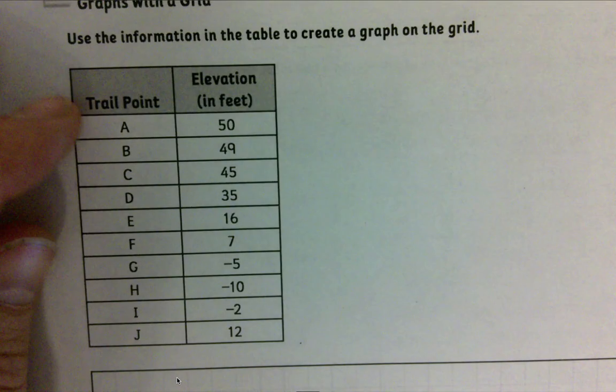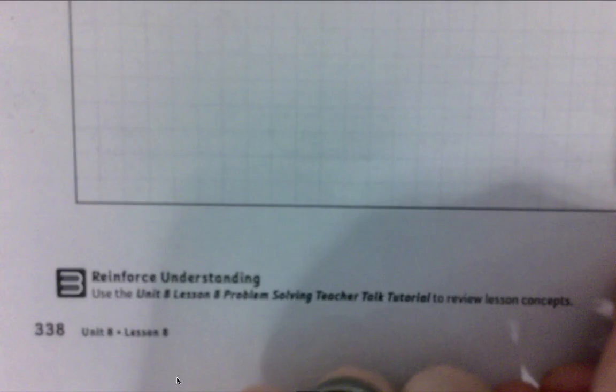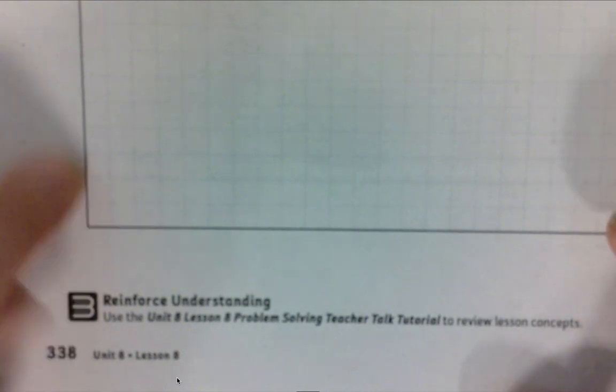Notice, in order to do that, along the bottom, just like they did, we're going to put our independent stuff. We're going to put our trail points. We'll put letters down here. Before we get there, we're going to put numbers going up here. In order to do that, we're going to look at that table.